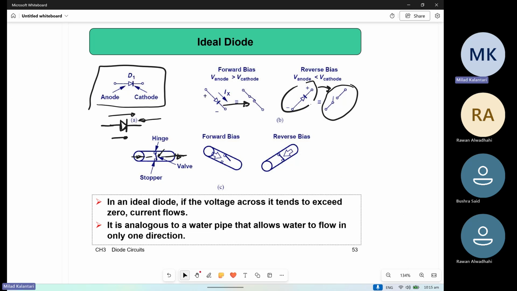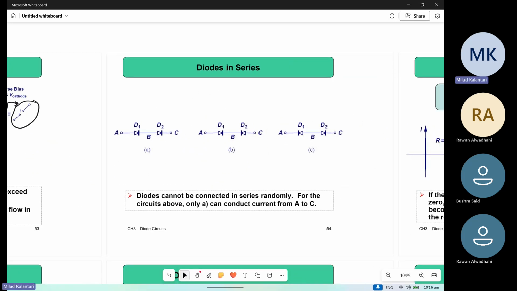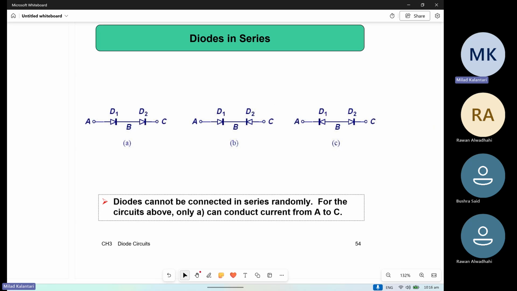But once the flow of water comes from the other side, it tries to push the valve, but because of this stopper, the valve is not allowed to move and open. So from one direction it doesn't allow flow to pass. This is somewhat similar to the diode, right? So the diodes we can connect in series in different configurations.